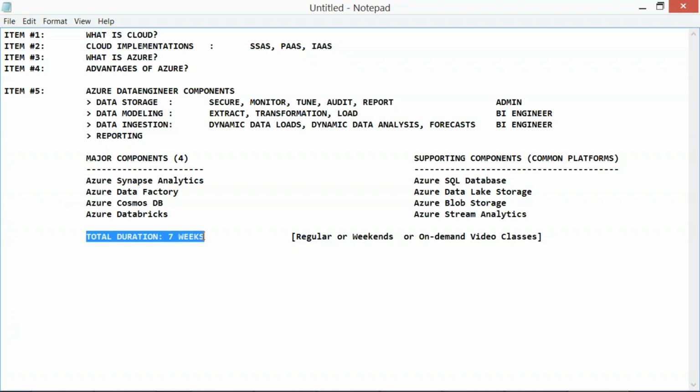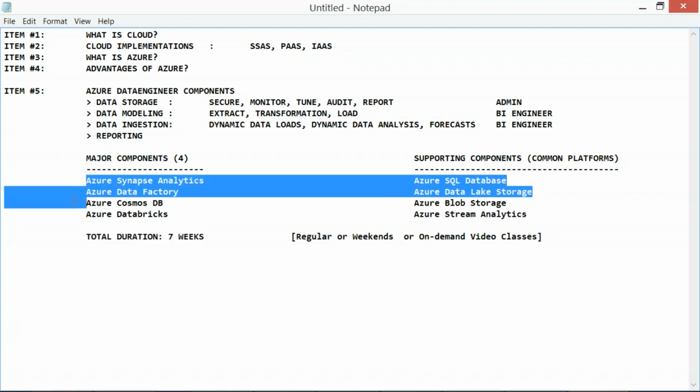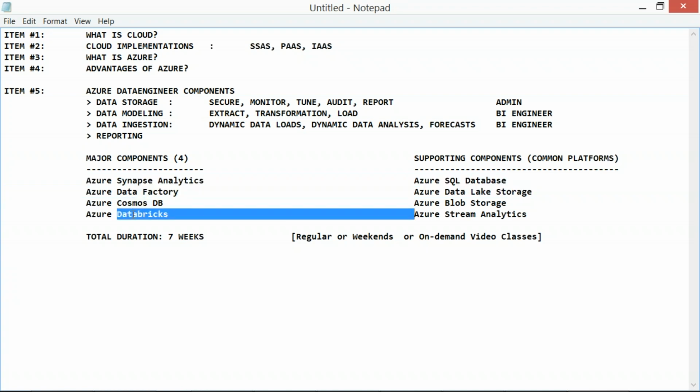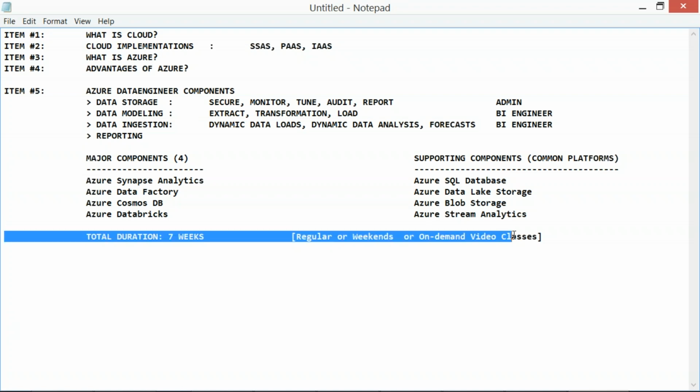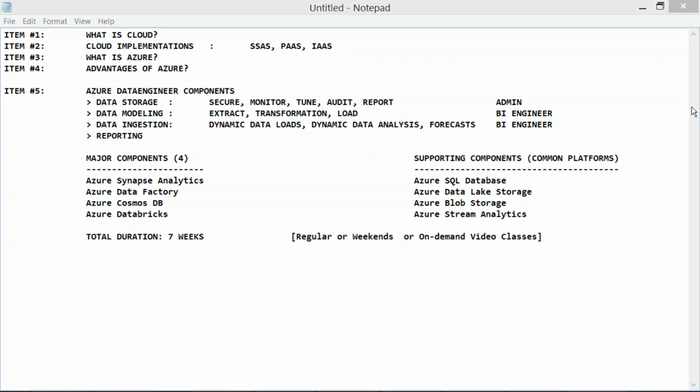So total 7 weeks. Out of these 7 weeks, 3 weeks for Azure BI and the remaining 4 weeks for Cosmos and Databricks, including stream analytics. And your choice, you may go for either regular, we have regular schedules now, or weekends, or on-demand video. It's up to you. You can choose at your comfort. And this covers understanding what exactly Azure BI, the first 2, or Data Engineer, all 4 components, are.